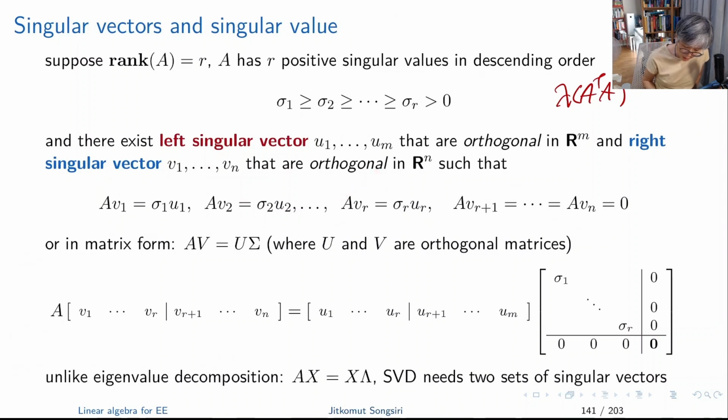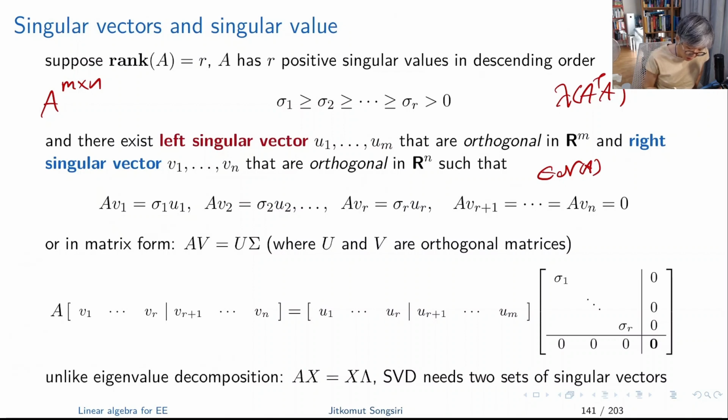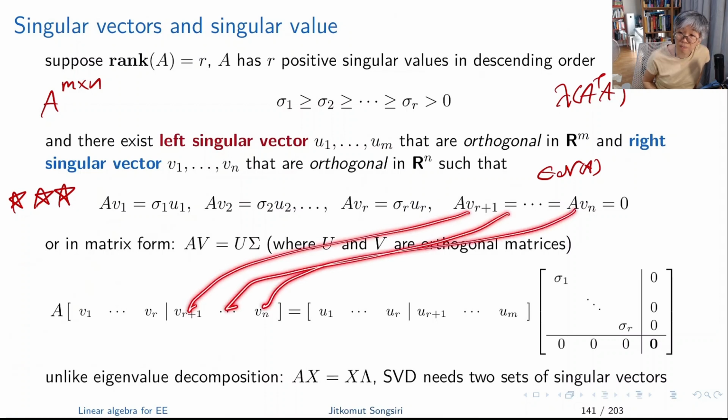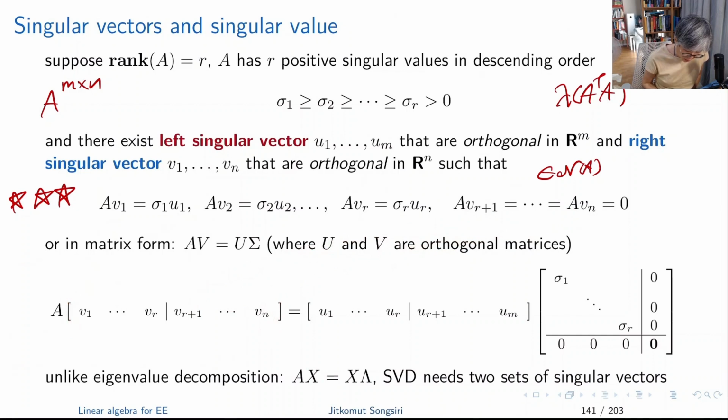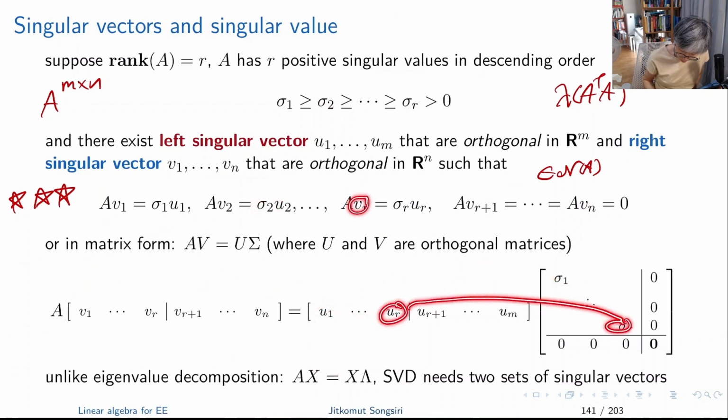Suppose that holds, and in this assumption A is m by n. So suppose we find the first R right singular vectors, and the remaining ones are just in the null space of A. If this condition holds, you can also write it as a matrix equation, because you can stack v1, v2, up to vr, and then vr plus 1, vr plus 2, all the way to vn, into the columns of this matrix. Then AV is sigma 1 U1, sigma 2 U2, and all the way to sigma R UR.